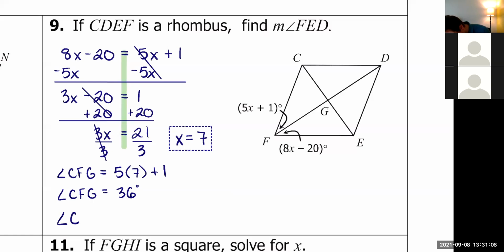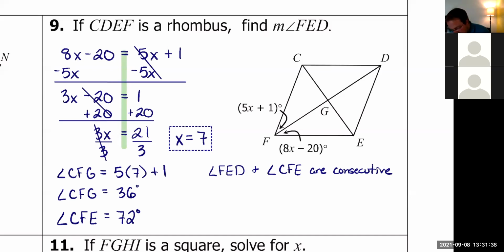So angle CFE would equal 72 degrees. And then I tell myself, well, angle FED and angle CFE are consecutive, therefore supplementary. So if I take 72 from 180, I get that angle FED equals 108 degrees.